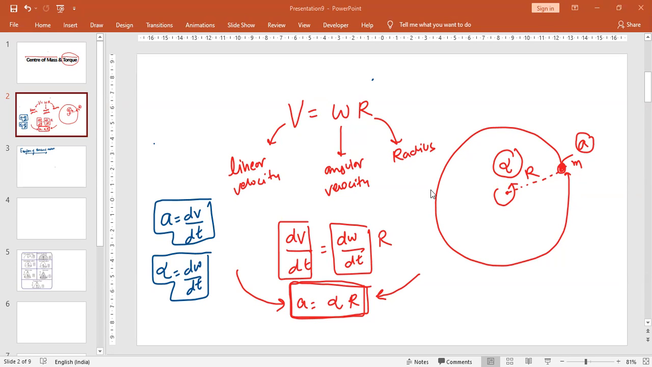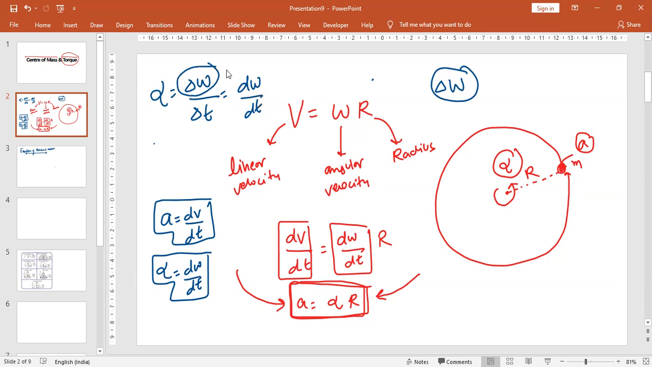Okay. So you want to use del omega. See, alpha can also be written to be equal to del omega upon del t. And it can be written equal to d omega by dt. No, del omega and omega is different. Del omega means change in omega, and omega is basically omega. So del omega by del t will be your average angular acceleration, and d omega by dt will be your instantaneous angular acceleration.